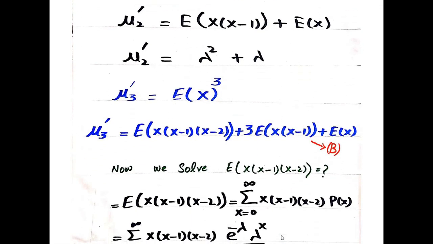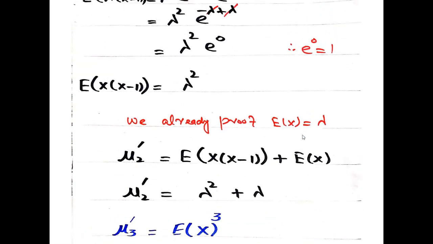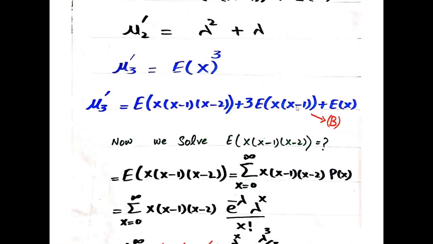Now we calculate the third moment about origin, or third raw moment, which is mu 3 prime, equal to the expected value of x power 3. Mu 3 prime is equal to the expected value of x into x minus 1 into x minus 2, plus 3 into the expected value of x into x minus 1, plus the expected value of x. We call this equation b. So we already solved the expected value of x, which is lambda, and the expected value of x into x minus 1, which is equal to lambda square.